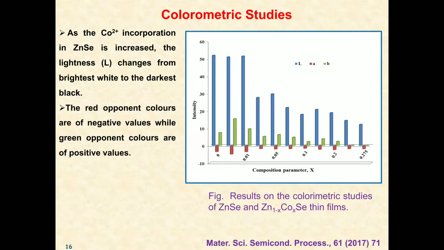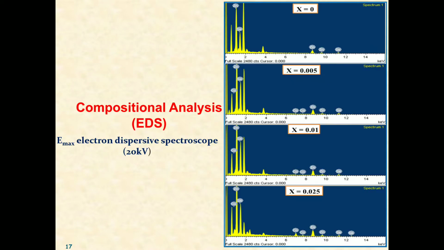The color variation studies are further supported by colorimetric studies. As the Co2+ incorporation in ZnSe is increased, the lightness changes from brightest white to the darkest black. The red apparent colors are of negative values, while green opponent colors are of positive values.